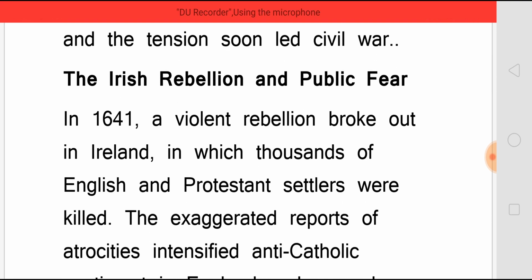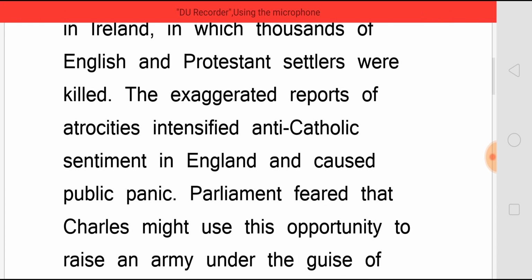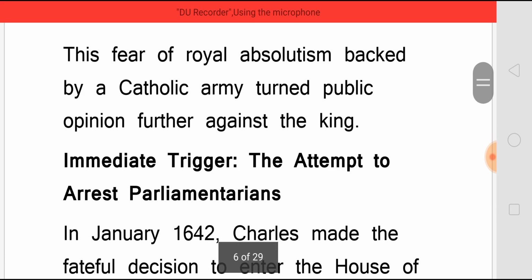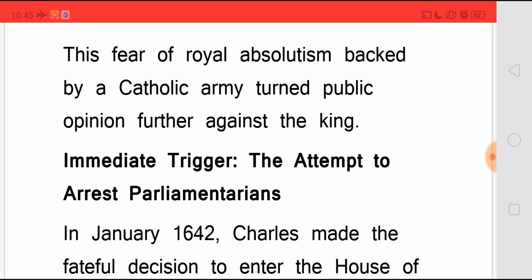Then came the Irish Rebellion and the public fear. In 1641, a violent rebellion broke out in Ireland, and in this, thousands of English and Protestant settlers were killed. The reports exaggerated the number of deaths, and this intensified anti-Catholic sentiment in England and caused public panic. Parliament also feared that Charles would use this opportunity to raise an army, saying that he was going to suppress the rebellion, but instead he would use it against the Parliament. And this fear of royal absolutism, backed by a Catholic army, turned public opinion further against the king.